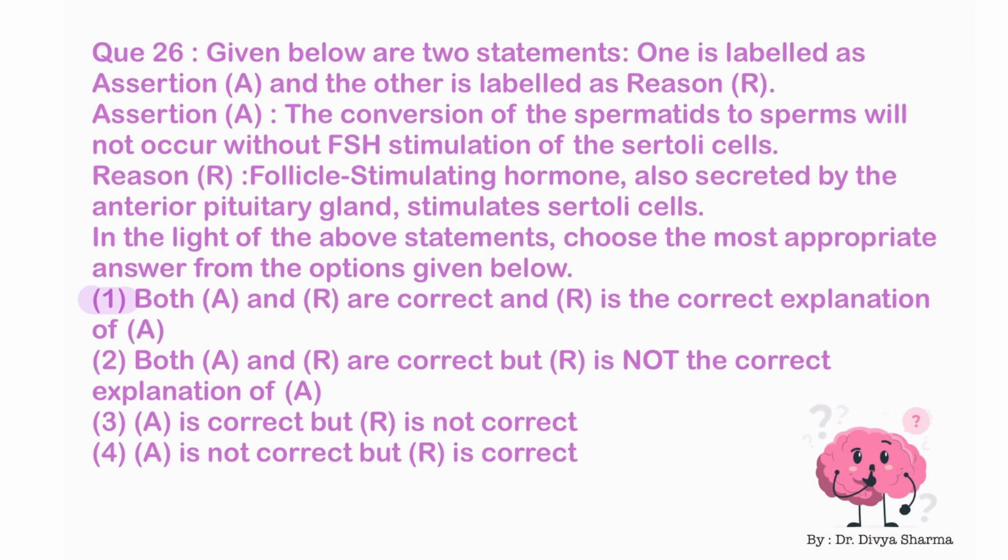Question number 26. Given below are two statements, one is labeled as assertion and the other is labeled as reason. Here, the correct option is option 1, that is both A and R are correct and R is the correct explanation of A. Now let's read the assertion and then read the reason. The conversion of spermatids to sperms will not occur without FSH stimulation of the Sertoli cells. And why so? It is because follicle stimulating hormone, also secreted by the anterior pituitary gland, stimulates Sertoli cells.